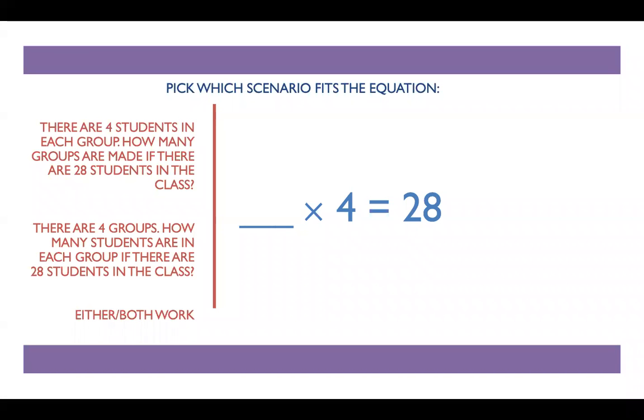Let's have a look at these two scenarios and these three different equations. Our two scenarios say there are four students in each group. How many groups are made if there are 28 students in the class? Or there are four groups. How many students are in each group if there are 28 students in the class?